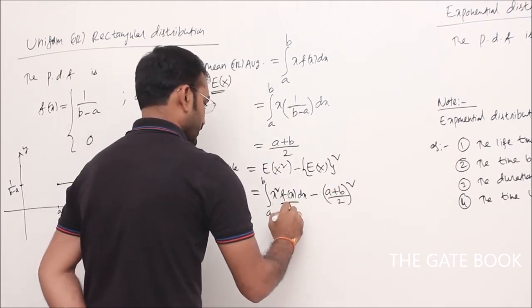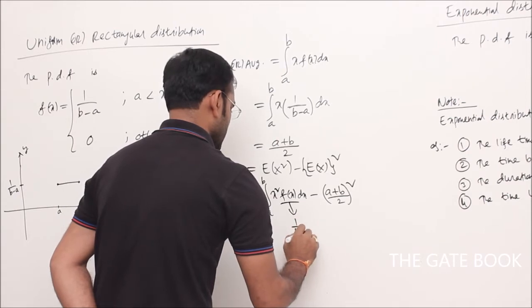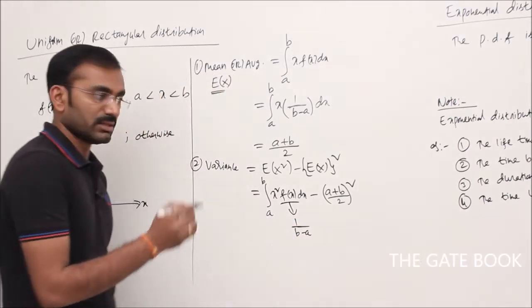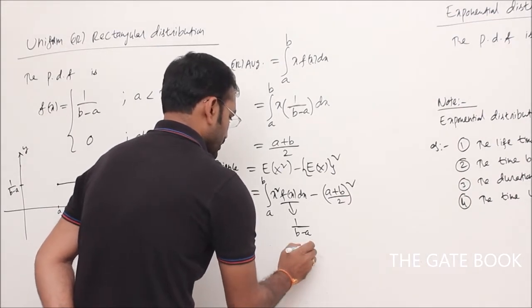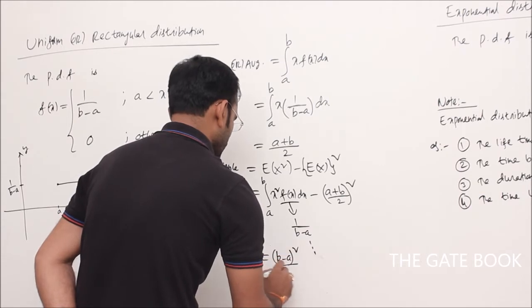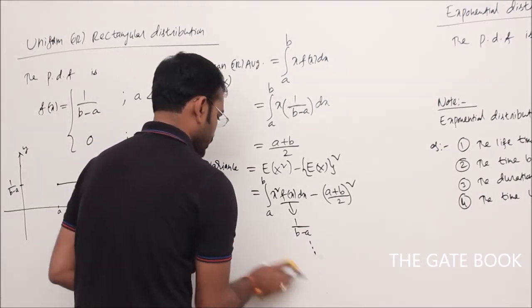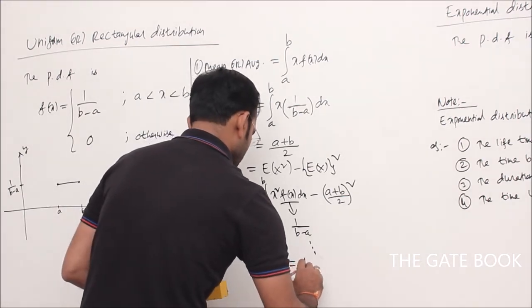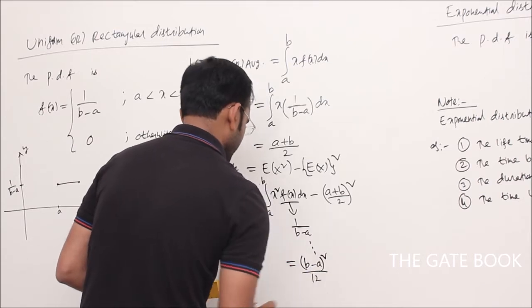So here replace f of x with our function, 1 by b minus a. Simplify that one, and that will finally give b minus a whole square by 12. That is the variance of uniform distribution.